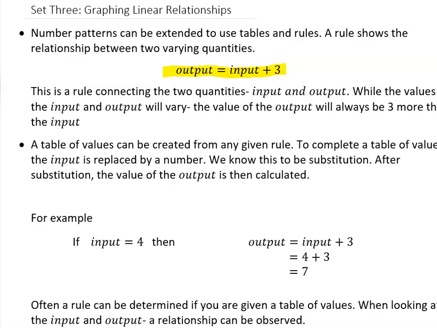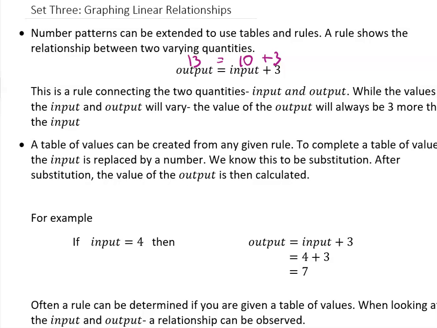So we can make a number pattern where any number we put in, so that's our input, and then we add on 3, gives us the number that comes out. So that's our output. So as an example, let's say we put in the number 10. 10 would be our input. We add 3 to it and we get an output. What comes out is the number 13.